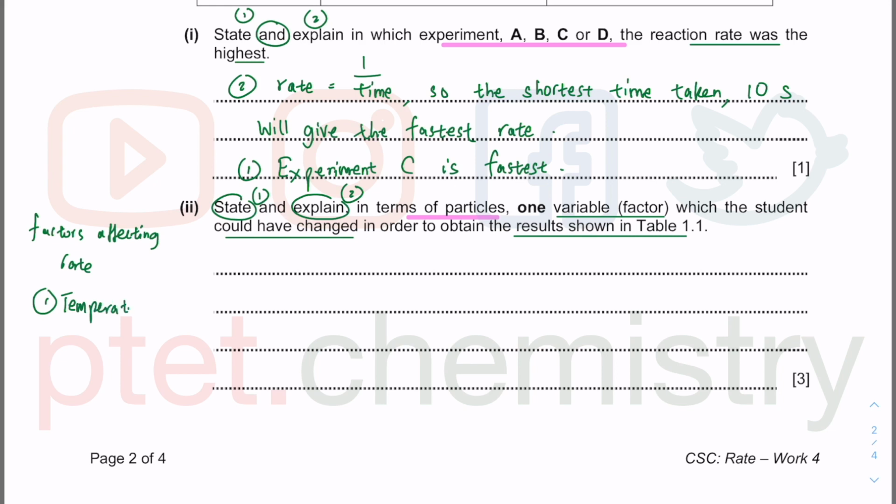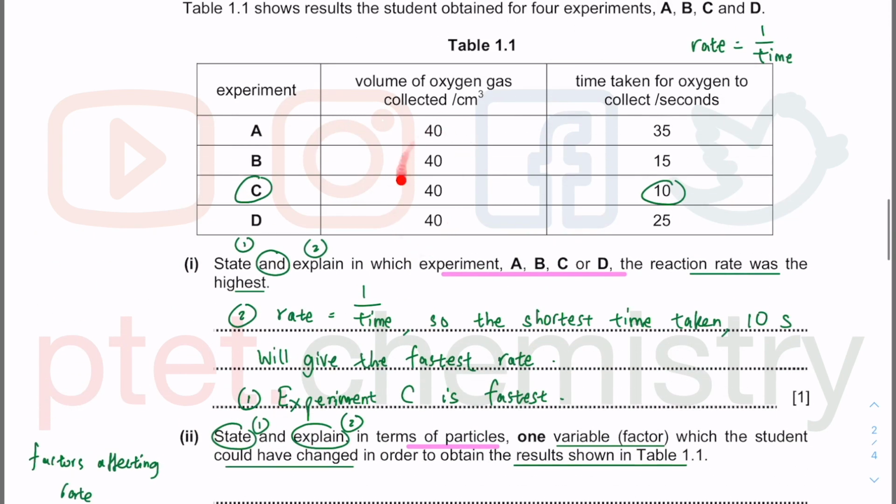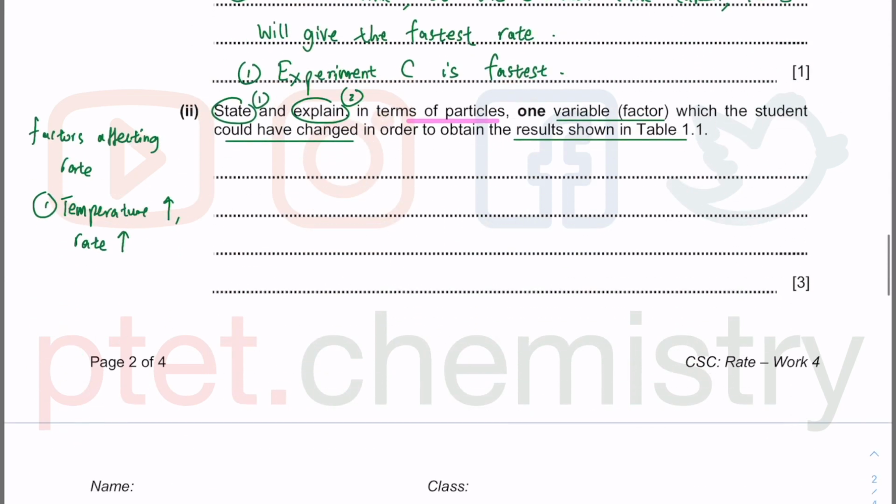As temperature increases, rate will increase. We saw that different temperatures gave different times taken to collect this particular volume of gas, and therefore they will give us different rates. So rate could change as temperature changes.